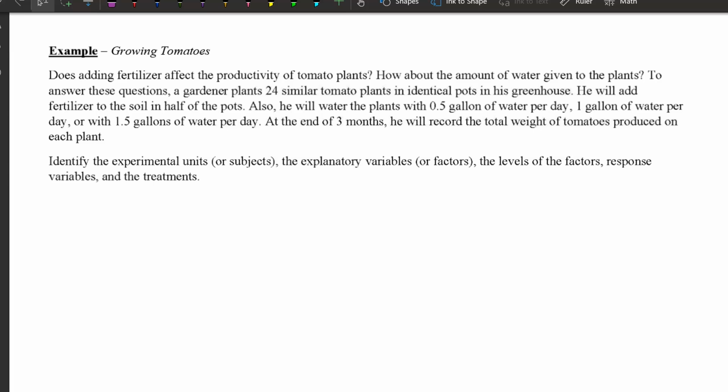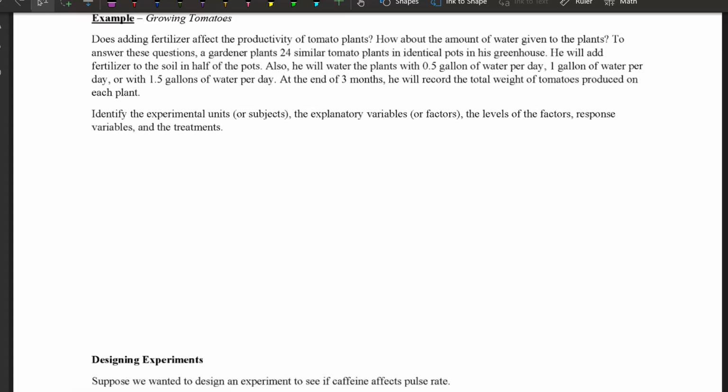He will add fertilizer to the soil in half of the pots. Also, he will water the plants with half a gallon of water per day, a gallon per day, and 1.5 gallons per day. At the end of 3 months, he will record the total weight of tomatoes produced on each plant. Identify the experimental units, the explanatory variables or factors, the levels of the factors, the response variable, and the treatments. All right, here we go.